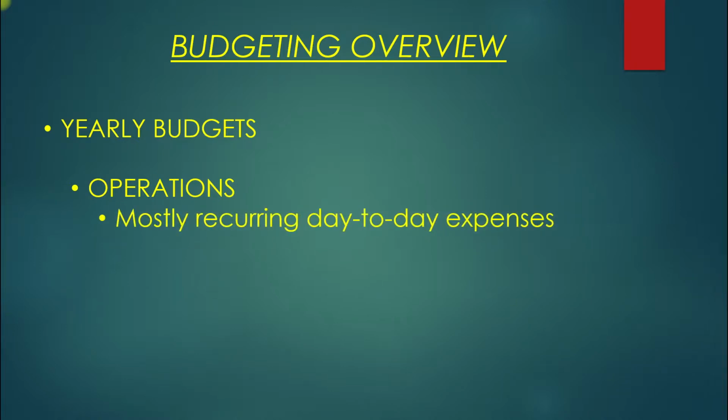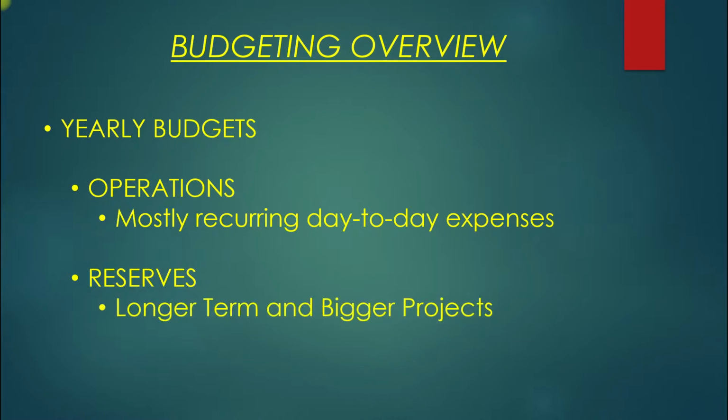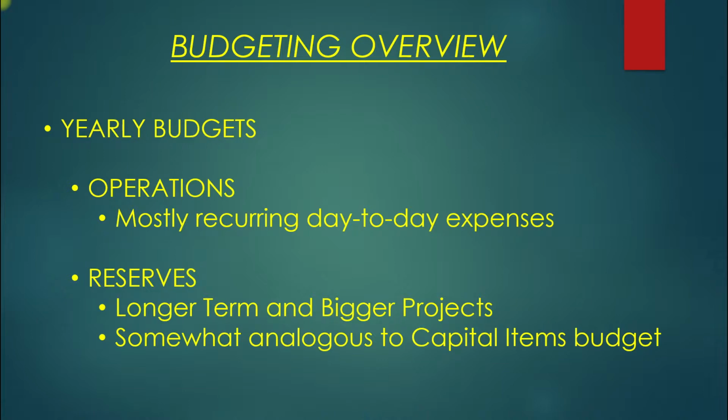The operations budget is the mostly recurring day-to-day expenses that go into running an operation like Plantation Park. The other part of the budget, however, is the reserve budget. Those are the not recurring, not routine expenses, but mostly long-term expenses and bigger projects. This is also the upkeep of our buildings and the replacement of items that are damaged or have regular life expectancies. If you were to compare this to a corporation or a big business, the reserve budget is analogous to what would be thought of as a capital items budget.